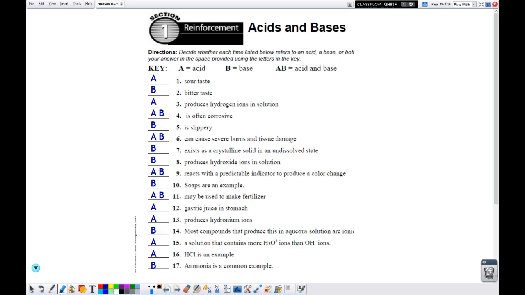Most compounds that produce this in aqueous solutions are ionic, so this portion would indicate a base. If the solution contains more hydronium ions than OH ions, it's an acid. Hydrochloric acid is an example, that's an acid. And ammonia is an example of a base. So that's the first part. Make sure you fill those in and know those characteristics, especially the ones that are shared in common.